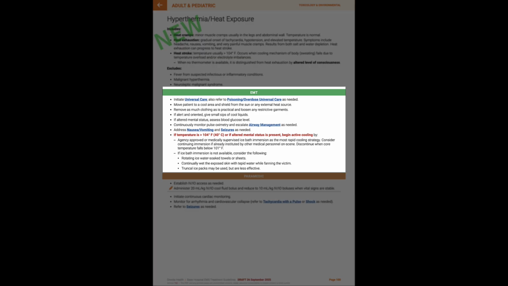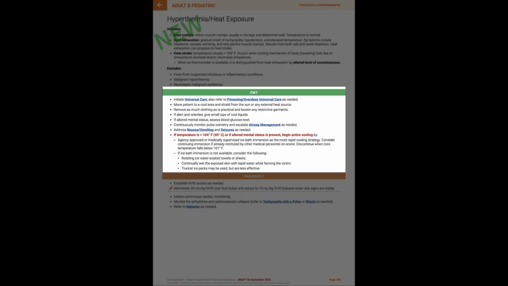In the EMT section, start with universal care, and then make sure to move the patient quickly and safely to a shaded or cool area. Remove as much clothing as practical. If they're alert, offer small sips of cool fluids. If they're altered, check a blood glucose and protect the airway. Watch closely for vomiting and for seizures. If the core temperature is over 104 degrees or if the patient is altered, initiate active cooling right away.